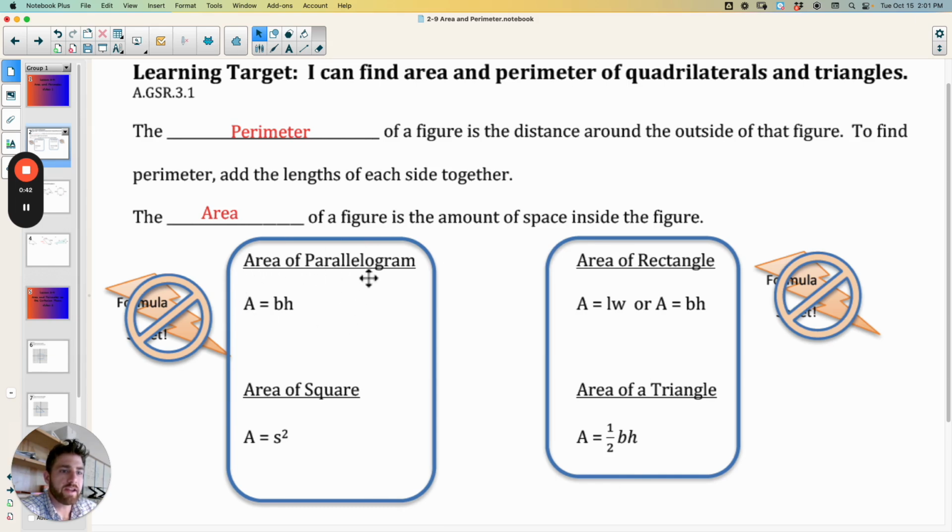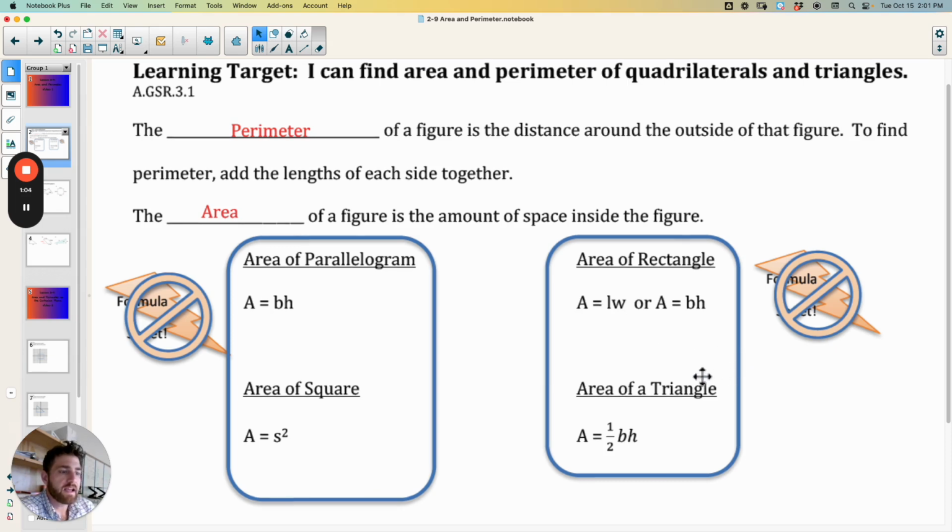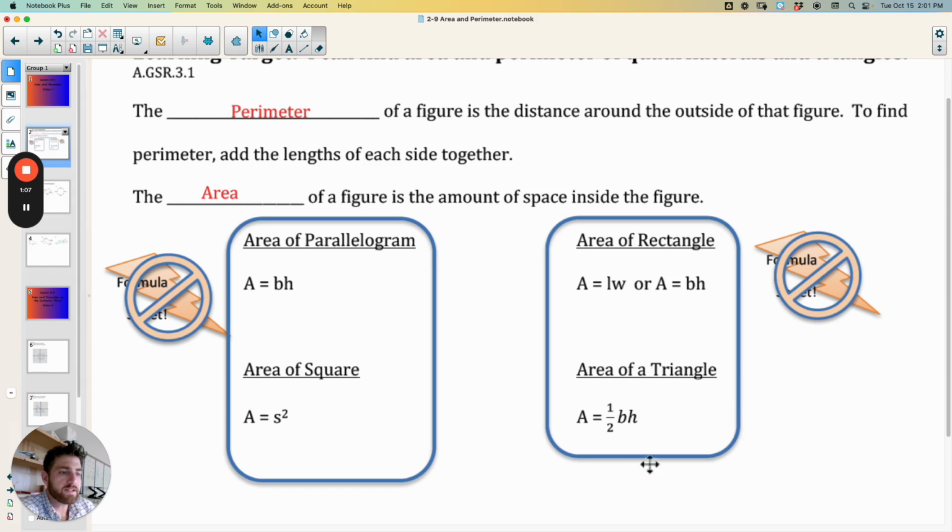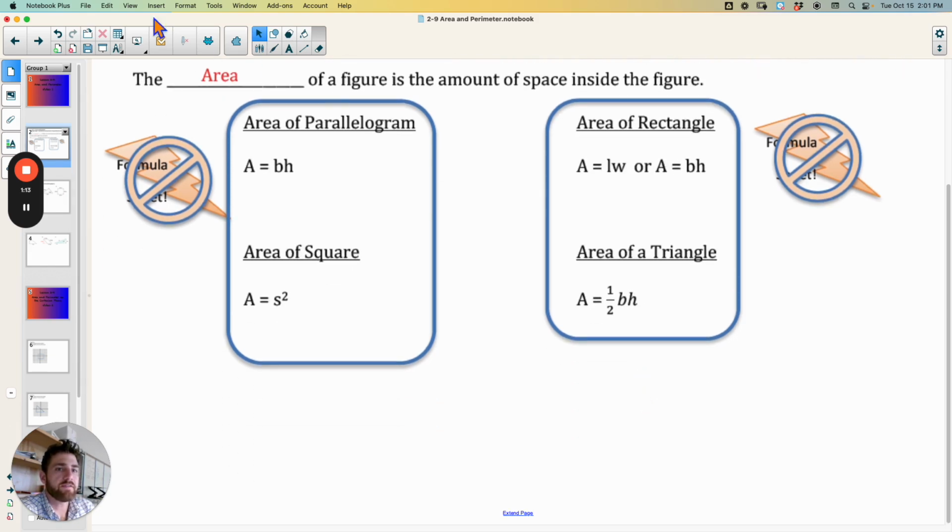If you have the area of a parallelogram, you're just going to do the base times the height. The area of a square, again, is going to be base times height, but that's a special case where they both happen to be the same, and so you can just do one of your sides squared. A rectangle will be the length times the width, or the base times the height. And then a triangle is a little bit different. A triangle, you have to do base times height, but then you have to take half of that. So let's see a few examples.